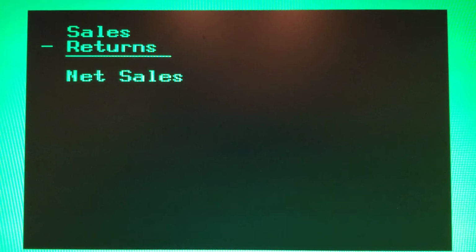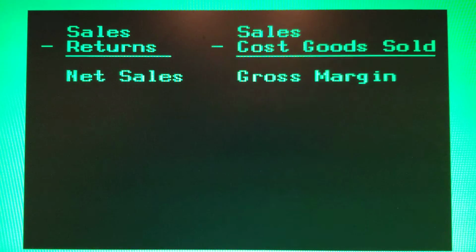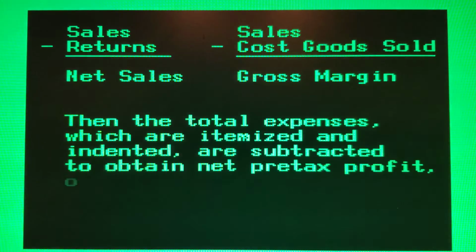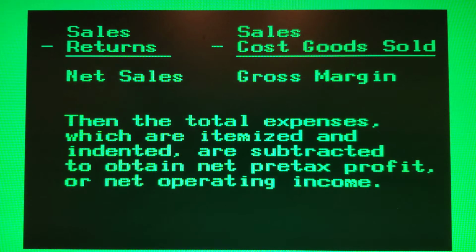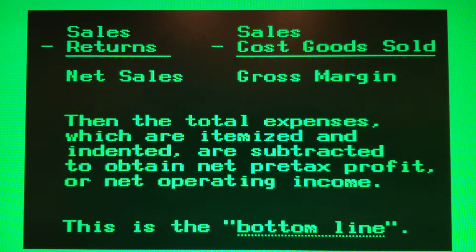Notice the reducing order of differences. Net sales after returns are subtracted, and gross margin after cost of goods sold is subtracted. Then the total expenses, which are itemized and indented, are subtracted to obtain net pre-tax profit or net operating income. This is the bottom line.